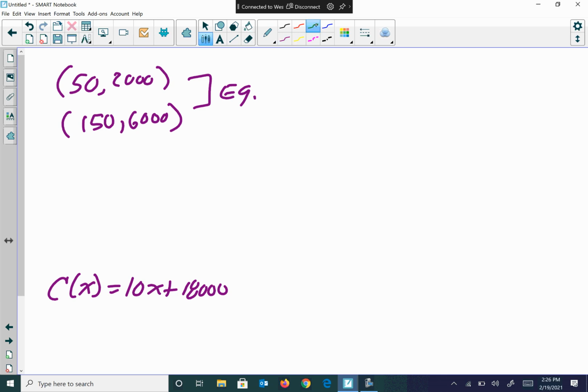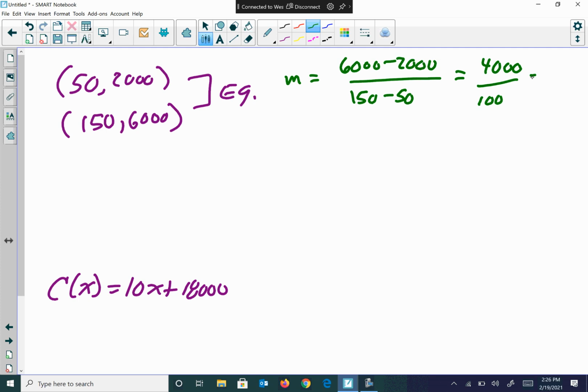So if we find the linear equation here, I'm going to find the slope. So I'm going to go 6,000 minus 2,000 over 150 minus 50 equals 4,000 over 100. So I get this to be 40. So I get a slope of 40 on this one.